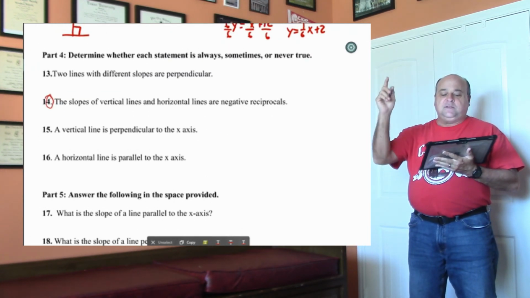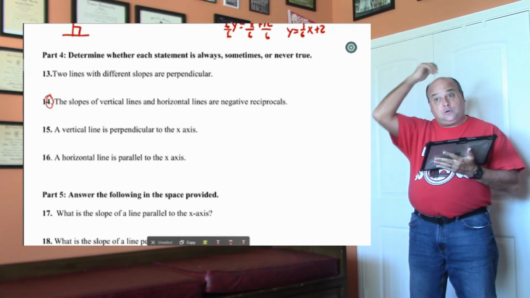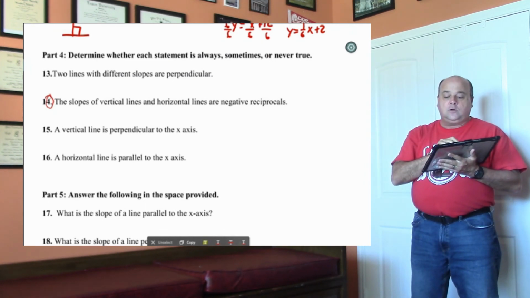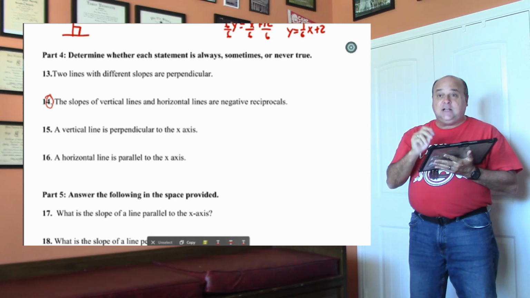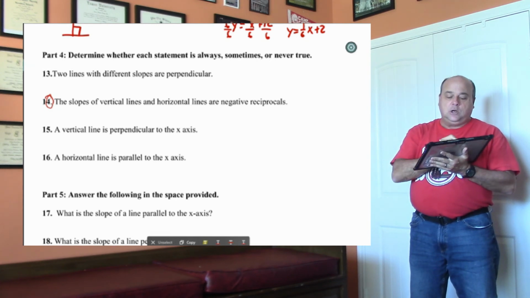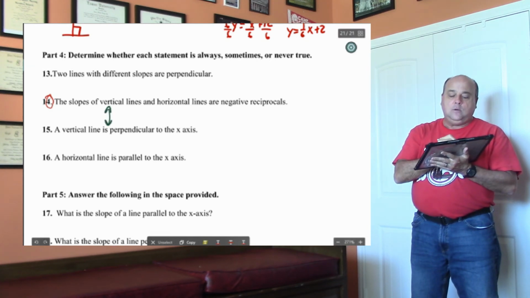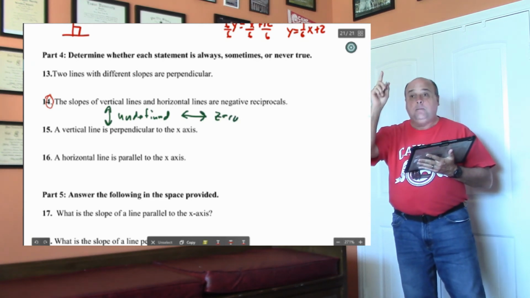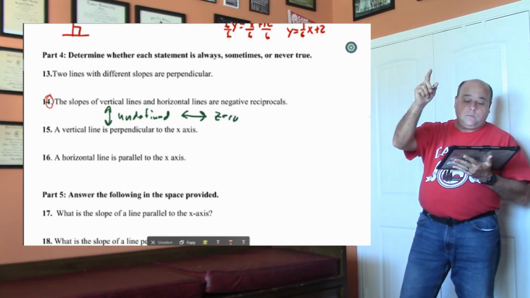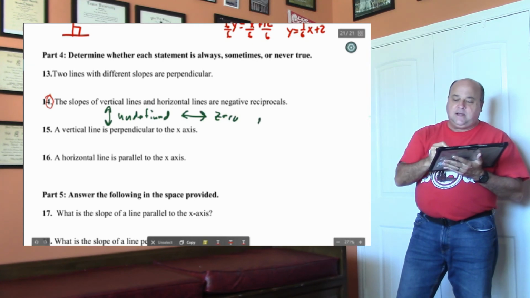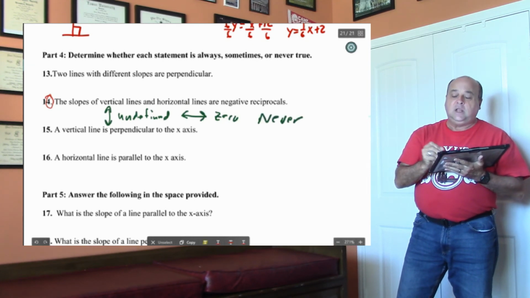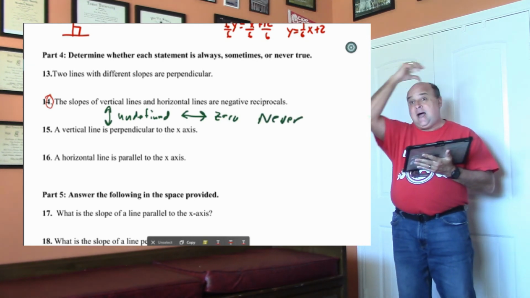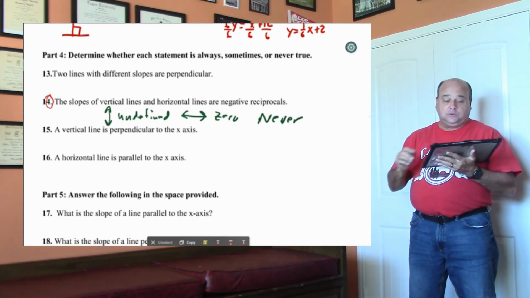Determine whether the statement is always, sometimes, or never true. The slopes of vertical and horizontal lines are negative reciprocals. The slope of a vertical line, remember, I just wrote this, is undefined. The slope of a horizontal line is 0. They're not negative reciprocals, but they are perpendicular, right? So this right here would be never, wouldn't it? Even though they're perpendicular, they are not opposite reciprocals.